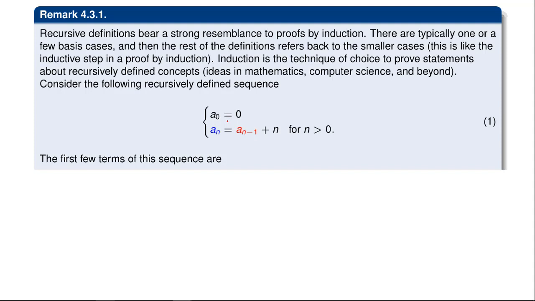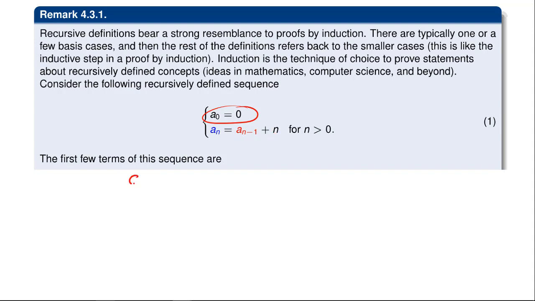What my sequence is going to do is that once I have that initial term identified, I'm going to give you some rule that's going to tell you how to get the next entry. So in this case, my an, which is going to be my new term, is going to be identified by taking the previous term, which is why there's that little -1 in the subscript, and then I'm going to be adding on that little index.